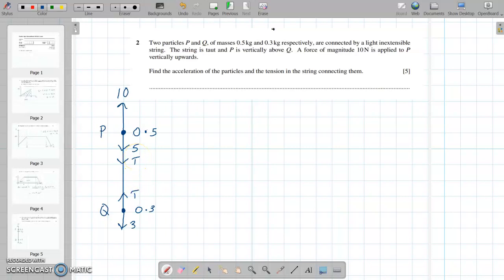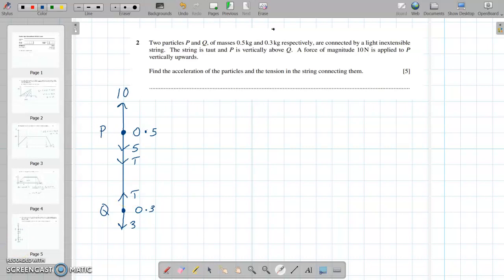The tensions are exactly the same, because we're assuming it's a light inextendable string, which means the tensions will be the same. So if you take it as a whole, the two T's will cancel out, won't they? If you resolve upwards or downwards, the T's would just cancel each other out. But if you just consider P, then you're only using this tension. If you're considering Q, you're only using that tension. Find the acceleration of the particles and the tension in the string.